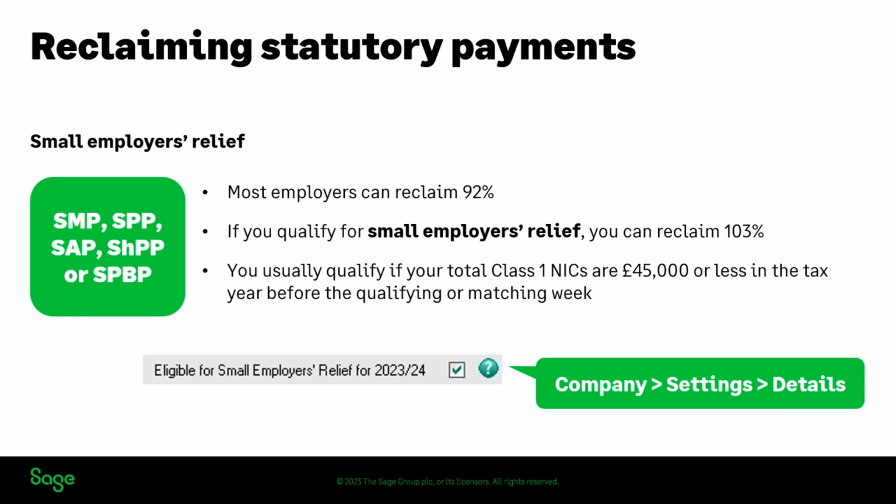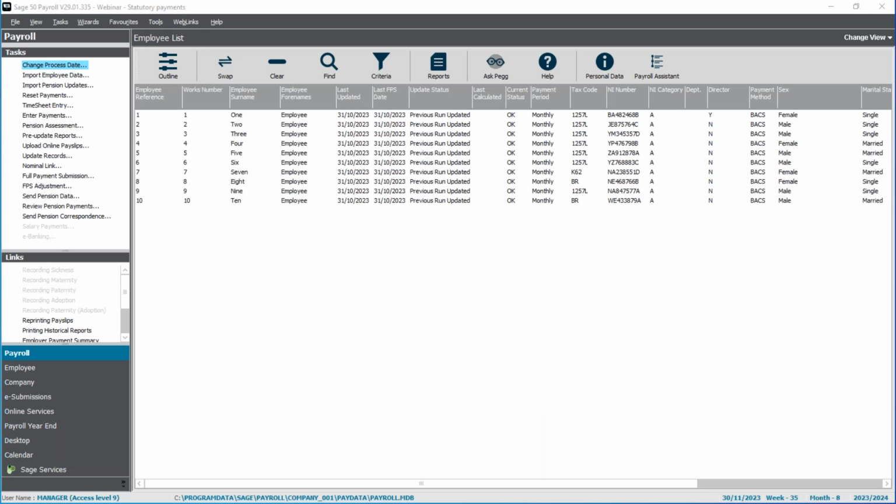So if you came to last week's webinar on maternity pay, it's the exact same arrangement for maternity, adoption, shared parental, or parental bereavement pay. So we'll just remind you of where that setting is and how you can check your Class 1 national insurance contributions for a previous tax year. So just bringing the slides down for a moment.